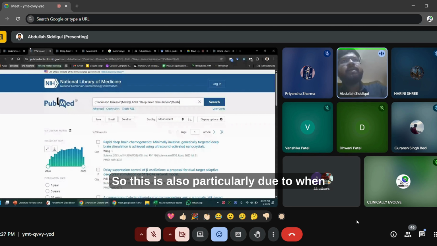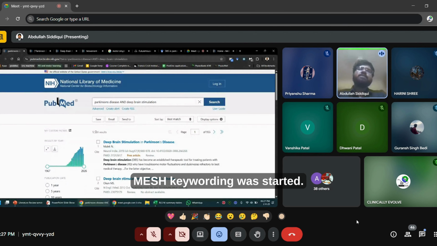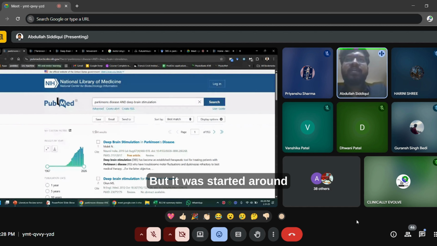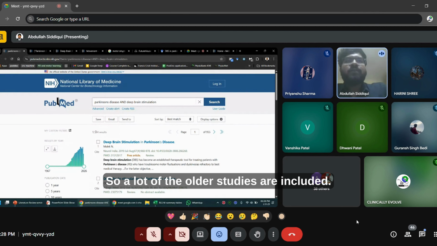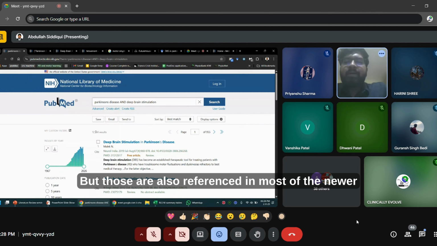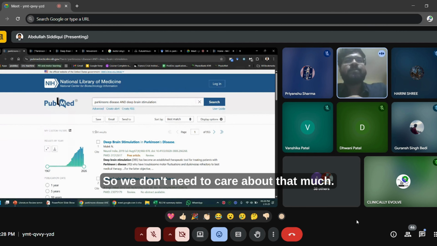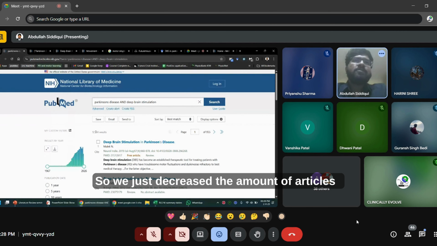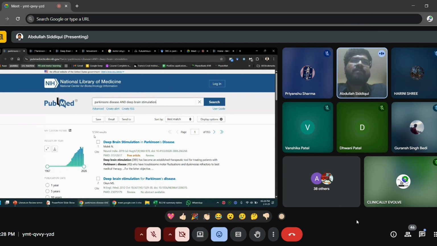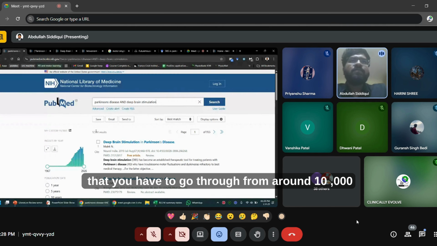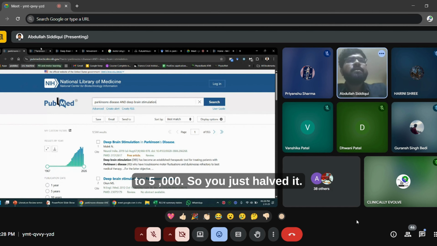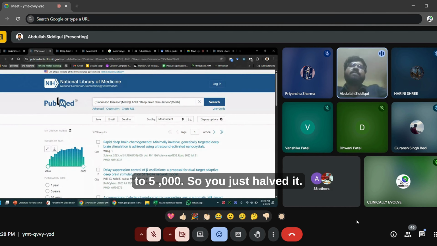So this is also particularly due to when MeSH keywording was started, around the 1990s and 2000s. A lot of the older studies are excluded, but those are also referenced in most of the newer reviews, so we don't need to care about that much. You just decreased the number of articles you have to go through from around 10,000 to 5,000. So you just halved it.